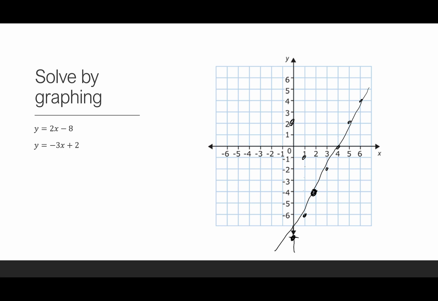And luckily we see this point right here that's in common to both lines. And again, my drawing's really bad, but hopefully we can see that this has an x coordinate of 2 and a y coordinate of negative 4. So let's write that down: (2, negative 4).